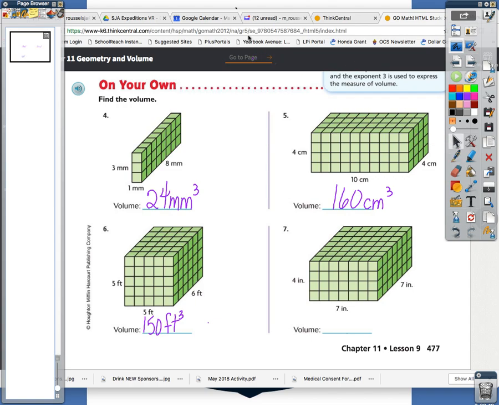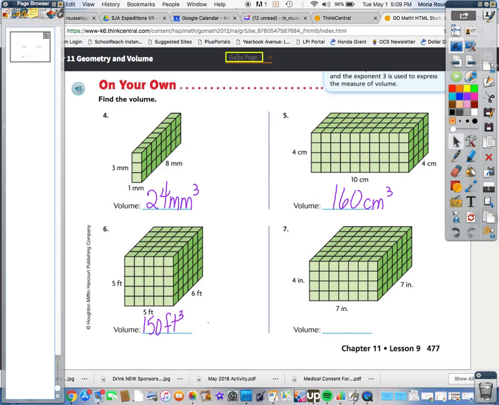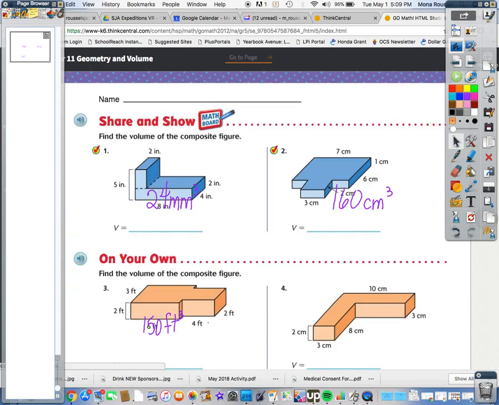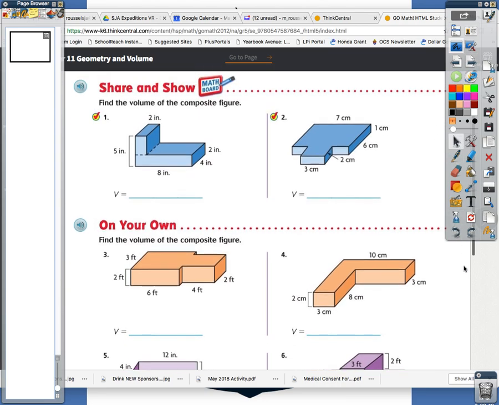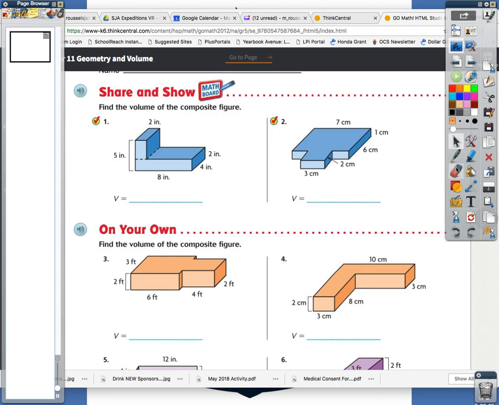Now we're going to look at some a little bit more involved rectangular prisms. Rectangular prisms, but it's a combination of rectangular prisms in these examples. So what we're looking at here in this figure, when it asks us to find the volume of the composite figure. Composite figure means there's more than one thing. It's composed of more than one piece. In this case, it's more than one rectangular prism.